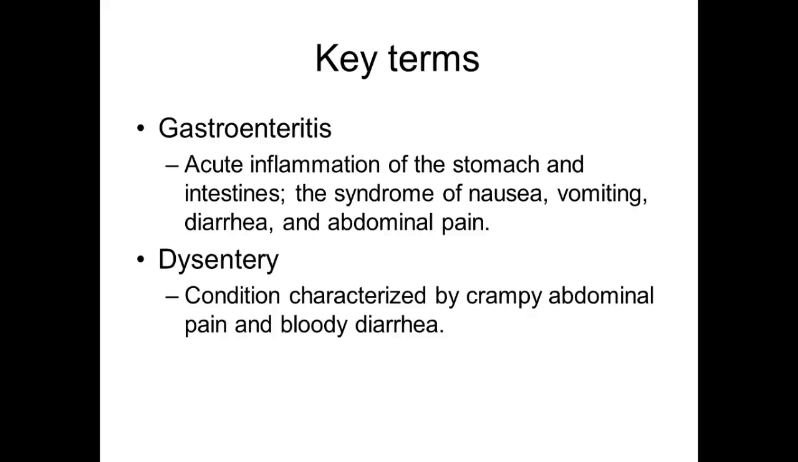When we say gastroenteritis, we're usually referring to an acute inflammation of the stomach and intestines. The syndrome is noted by nausea, vomiting, diarrhea, and pain in the abdomen. Again, this is just referring to inflammation, and it could be caused by any number of the bacteria we just mentioned. Dysentery is a much more serious condition, usually characterized by crampy abdominal pain and bloody diarrhea. The blood in the diarrhea usually denotes some type of destruction to the intestines by the pathogen, whether by the pathogen itself or by toxins that it produces.